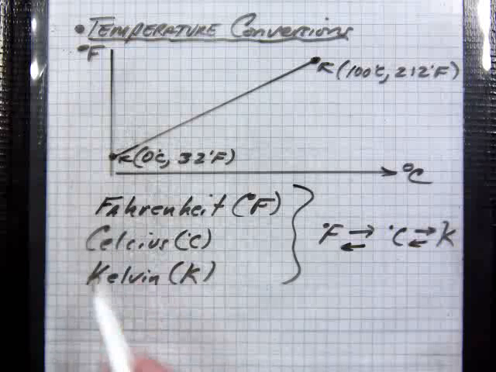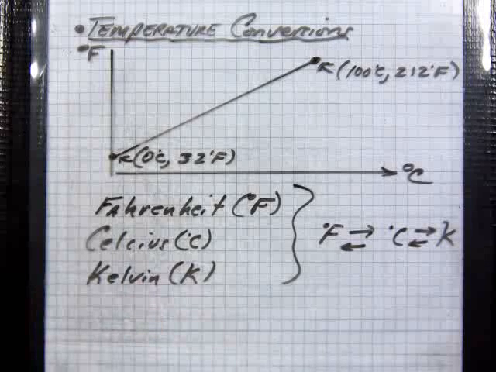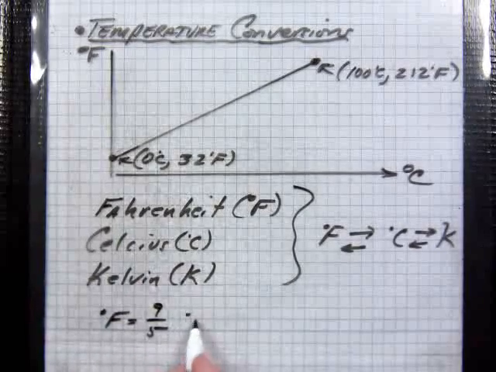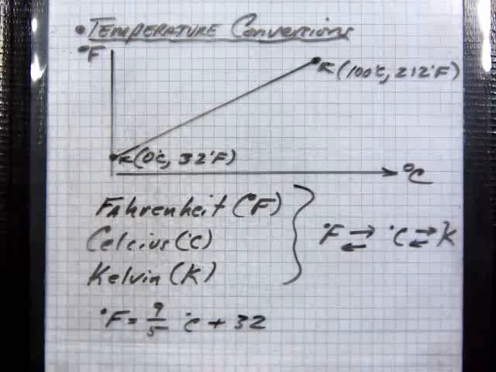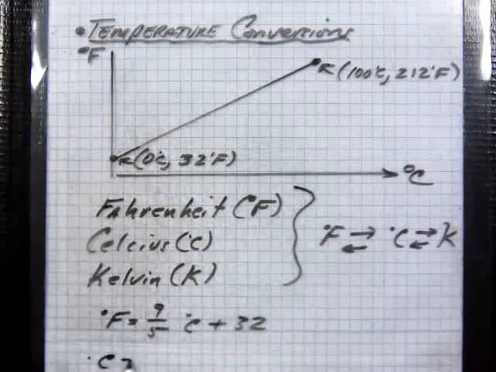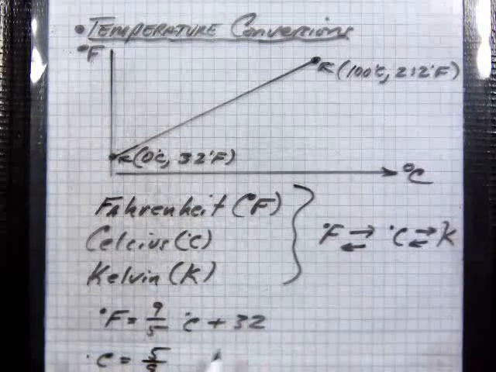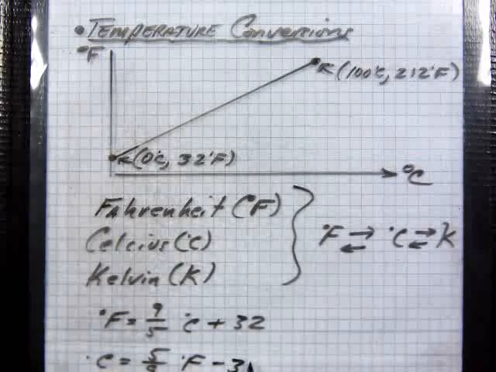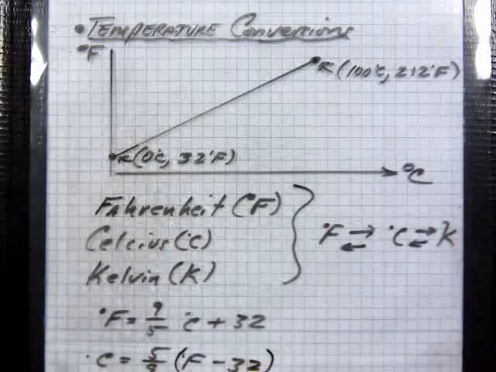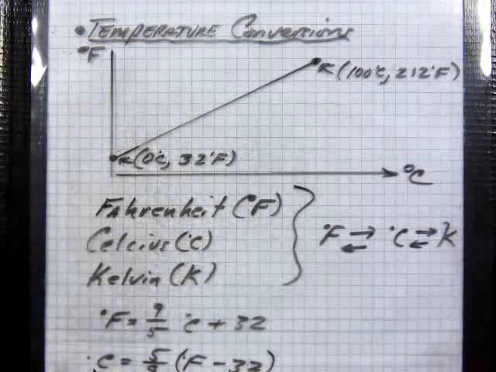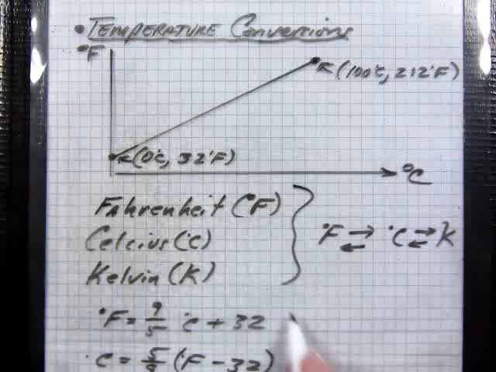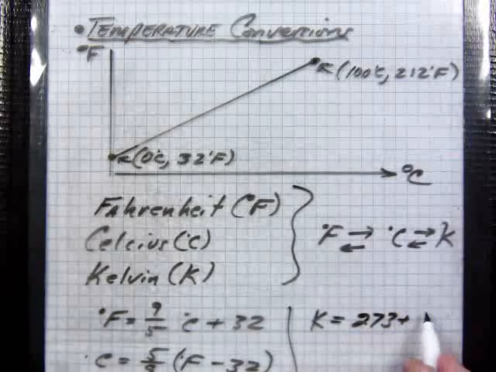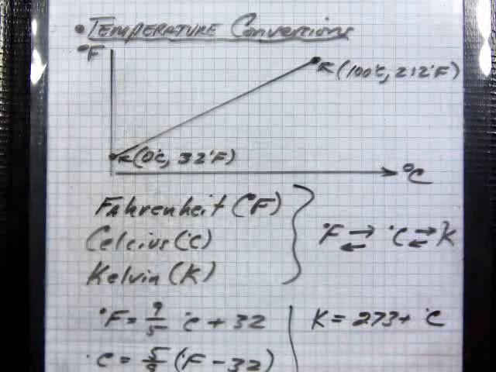Well, we can use the conversion equations. Degrees Fahrenheit is always 9/5 degrees C plus 32. Degrees Celsius is 5/9 degrees F minus 32. But you have to put parentheses around that. So the C looks like a parenthesis. That's the way I remember it. And your Kelvin value is 273 plus whatever your Celsius value is.